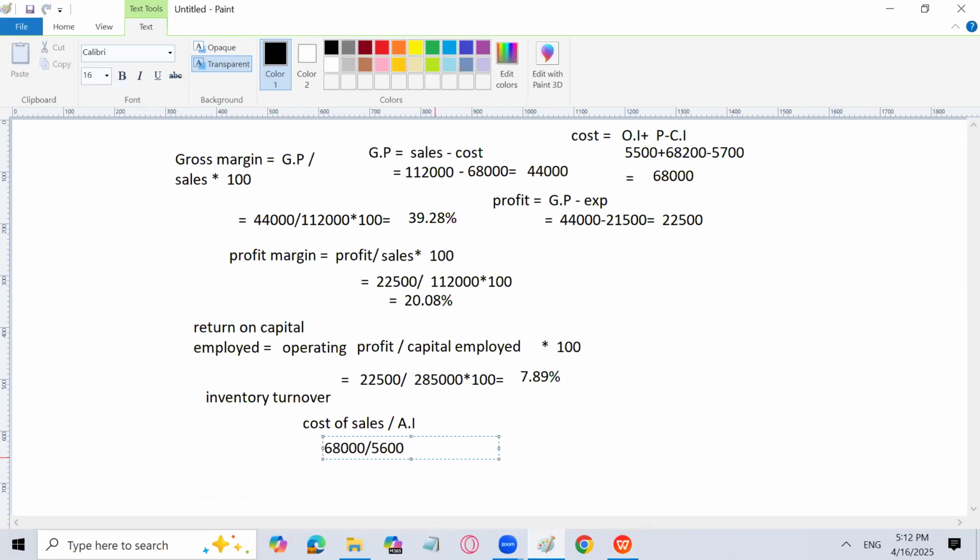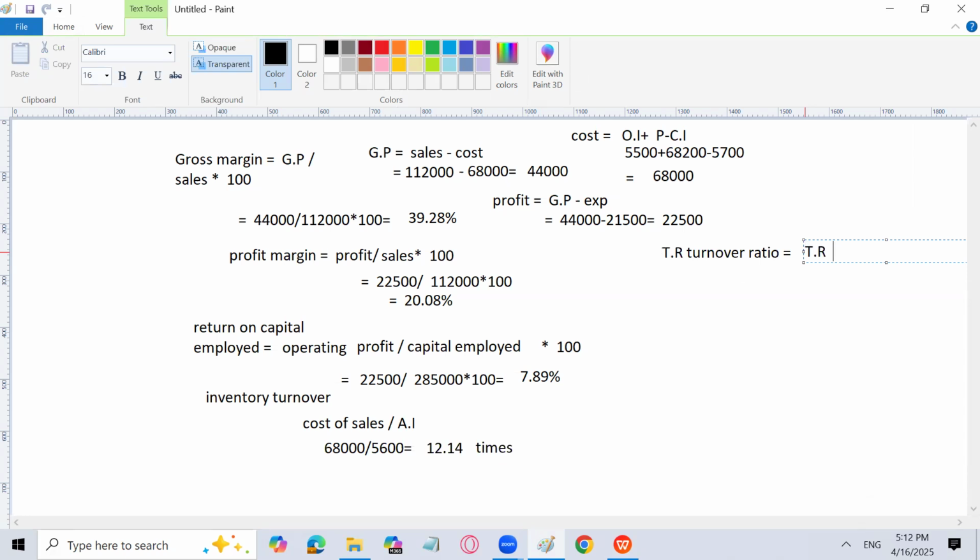So what is the answer? This inventory turnover ratio answer you have to write in times. And trade receivable, trade payable answers are going to be written in days, right? 12.14 times is the answer. It shows that you are able to convert your inventory into sales almost 12.14 times in a year, right? You are able to sell your inventory 12.14 times in a year.